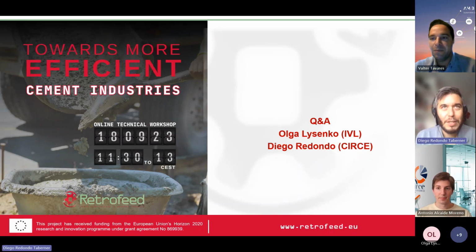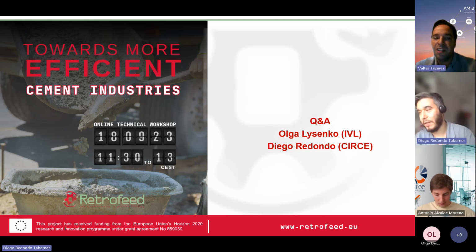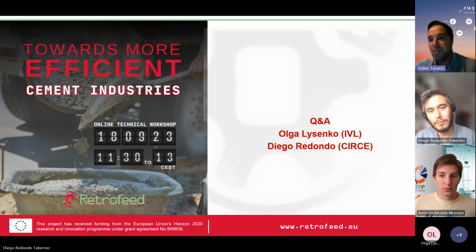Okay. So it means that, for example, now you are testing this solution in one burner of the plant. If finally you decide to make this modification also in the second one, and use more RDF, probably you have to modify your permit or your emissions. For sure. And even to use the hydrogen, we also need to modify our permit.